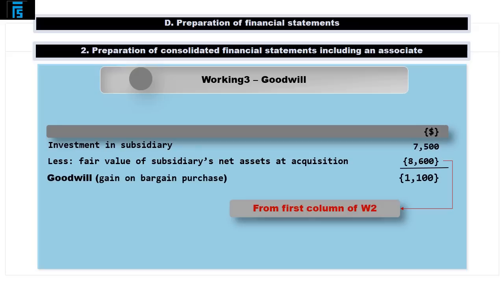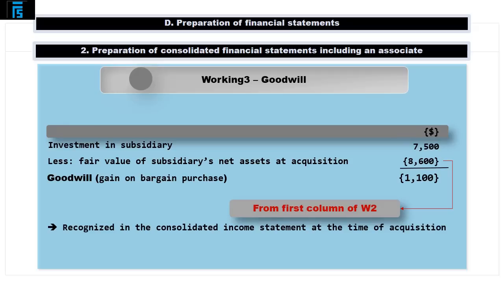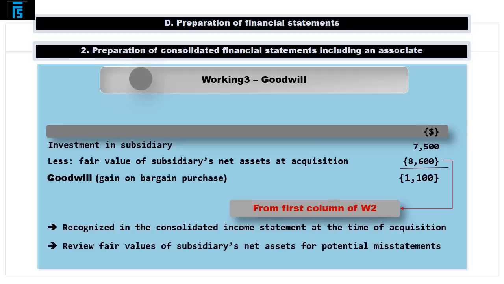€1,100. As you may recall from the first video of this module, a negative goodwill result is actually referred to as a gain on a bargain purchase and ought to be recognized in the consolidated income statement at the time of acquisition. Let us nevertheless stress that before any such gain is actually posted to P&L, the assessment of the fair values of the subsidiary's net assets must be reviewed for potential misstatements.